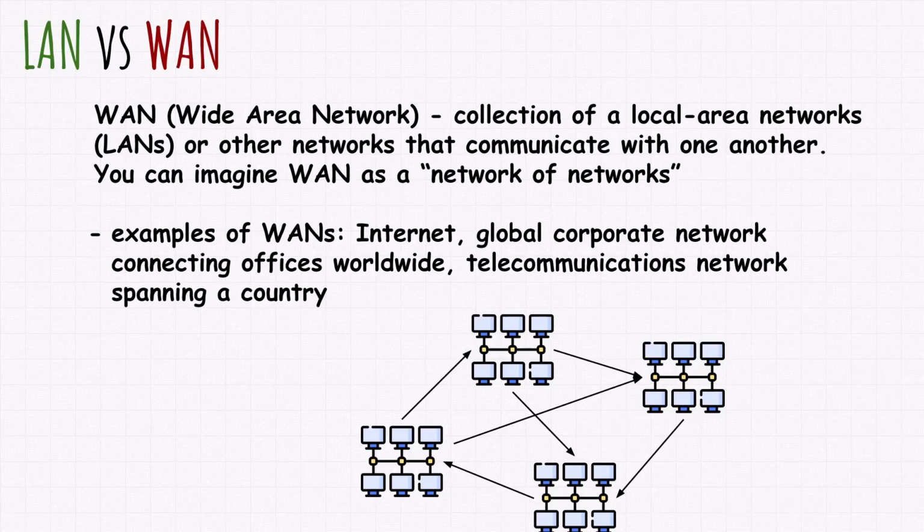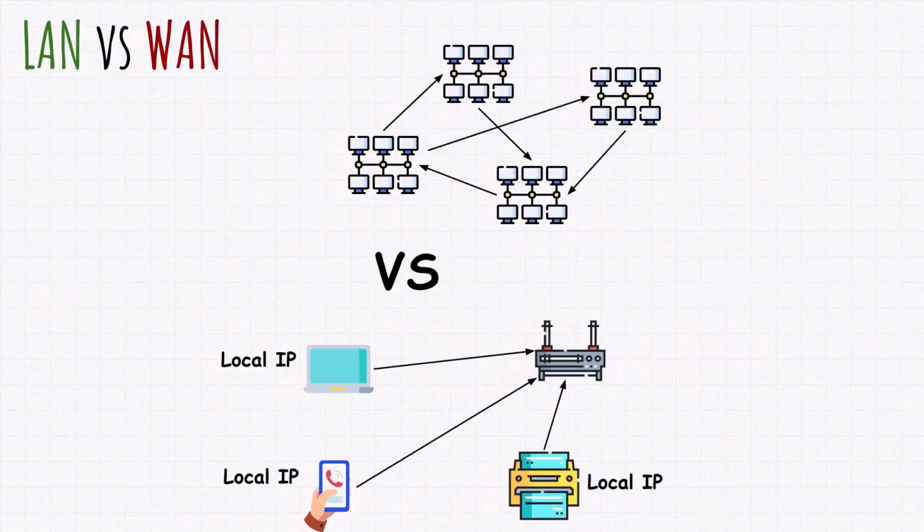So let's recap real quick. In summary, LANs and WANs serve different purposes based on their geographic coverage and scale. LANs are localized networks used for internal communication within a limited area, while wide area networks connect LANs across larger geographic regions, enabling global communication. Each has its own advantages, and they're often used in conjunction to create a comprehensive network infrastructure.